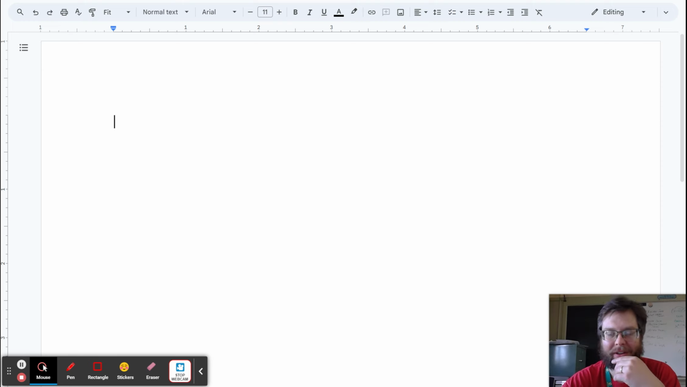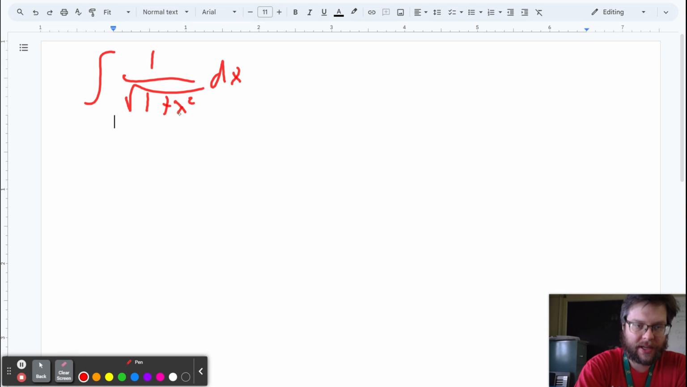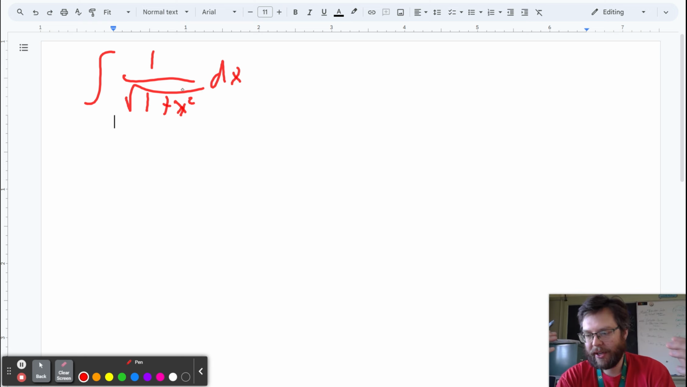All right, here we're working on a really tough integral and trying to approach it in some different ways. So we're going to look at this particular integral: the integral of 1 over square root of 1 plus x squared dx. If you try regular substitution, it doesn't work out. If you try integration by parts, it doesn't work out. And if you try regular trig sub, it gets kind of challenging.